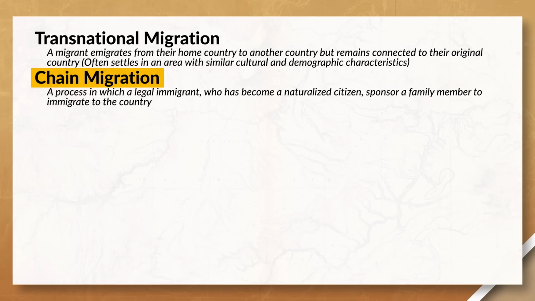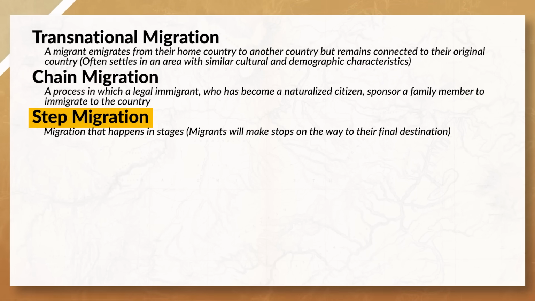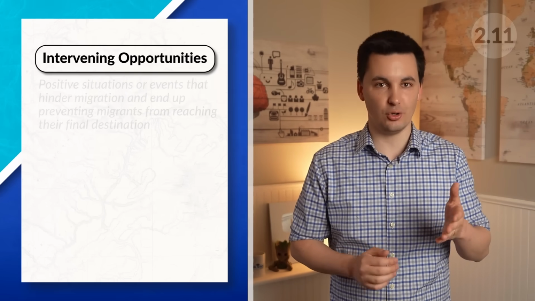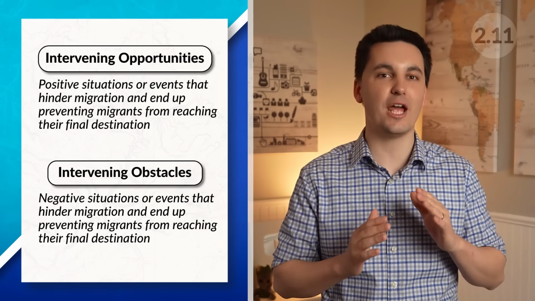Step migration refers to migration that occurs in stages, where migrants make stops at different locations before reaching their final destination. Oftentimes, we can see migrants who are migrating by step migration be impacted by intervening opportunities or intervening obstacles, which may prevent them from getting to their final destination.